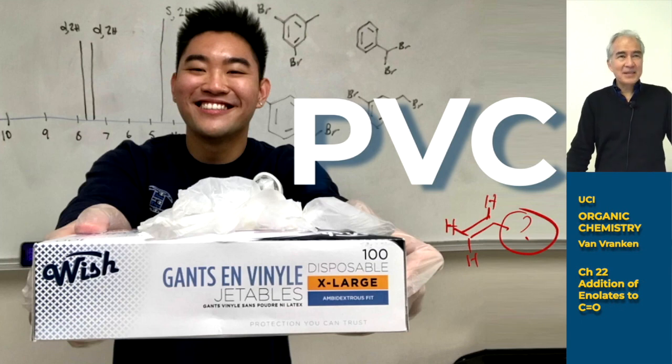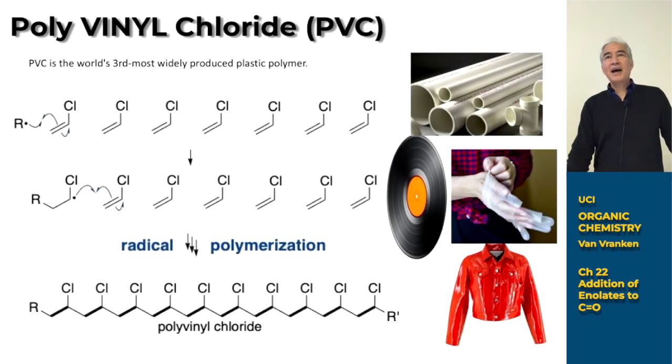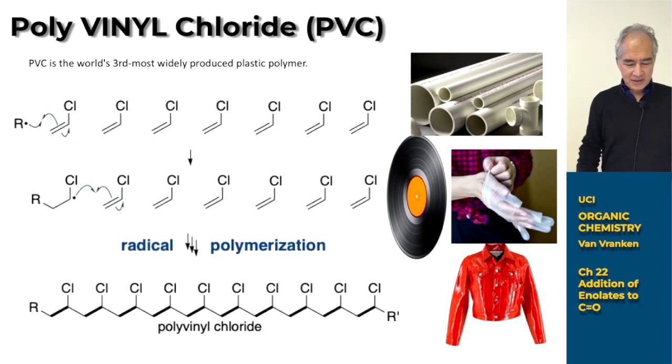So let's go ahead and take a look at that. What are they talking about when they talk about vinyl gloves or some sort of material that's made out of vinyl? There has to be some other functional group on there. What they're talking about is a plastic called polyvinyl chloride. It's a synthetic polymer, and it is the world's third most widely used plastic polymer that's made synthetically. The most common is polyethylene.